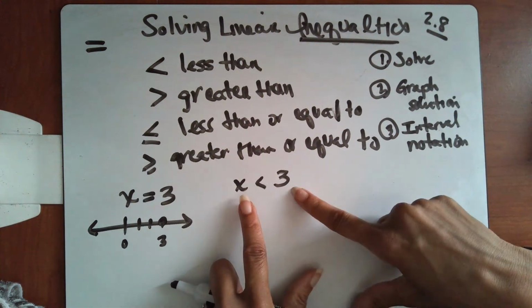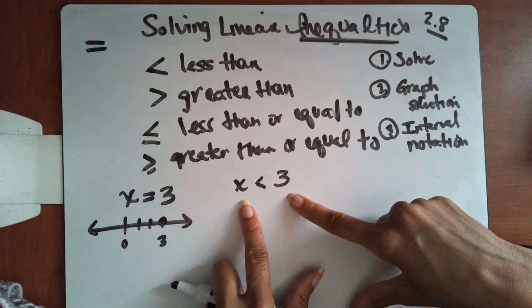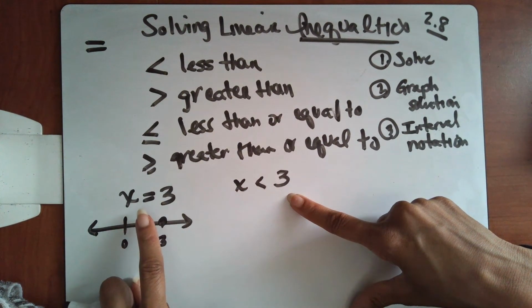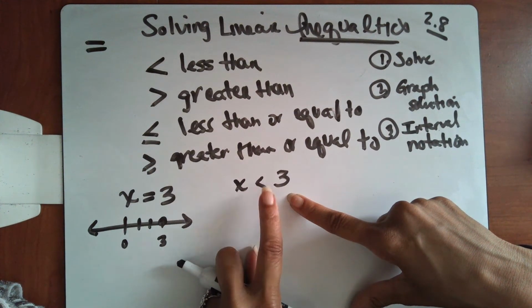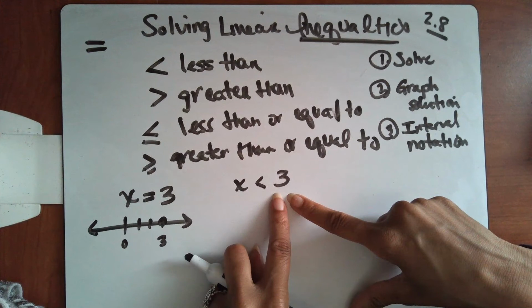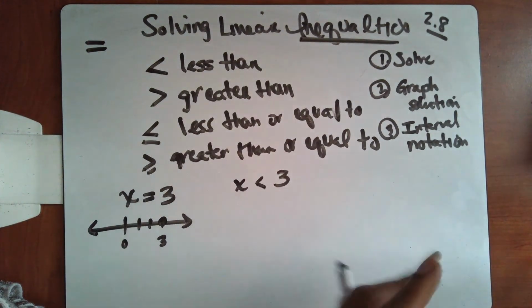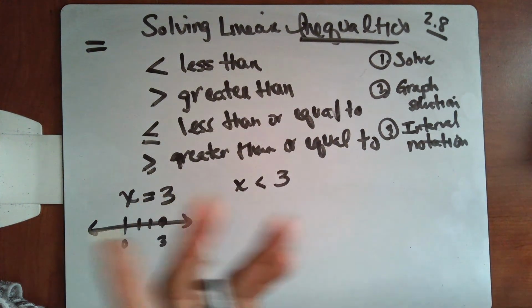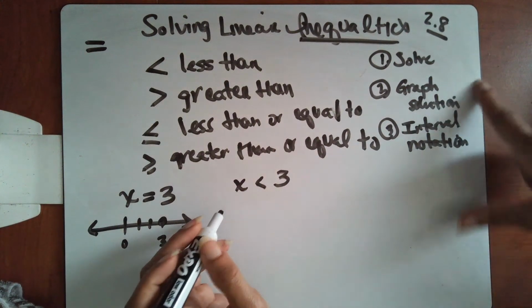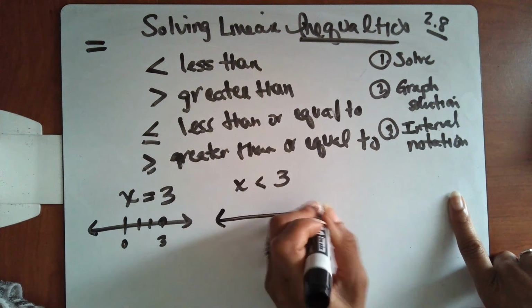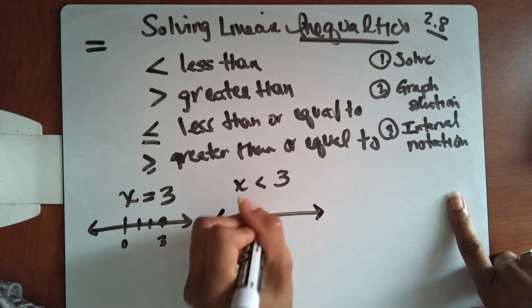Then you graph the solution. So we want to understand what the solution is here. Unlike the equal sign, x is not just equal to 3. Here, x must be any number less than 3. That means 2, 1, 0, -1, -2, -3. But there are so many numbers that are less than 3. So we graph the solution so we can get a visual of the solution.